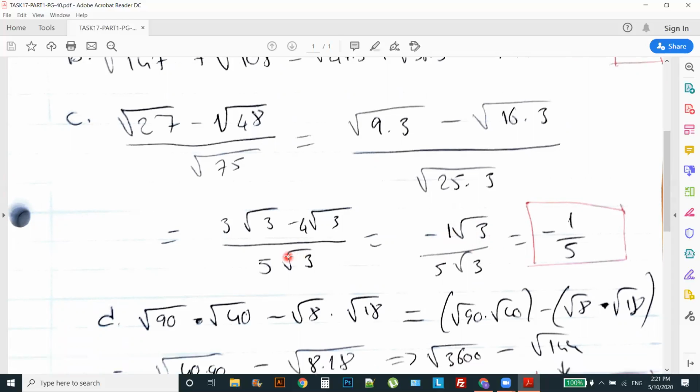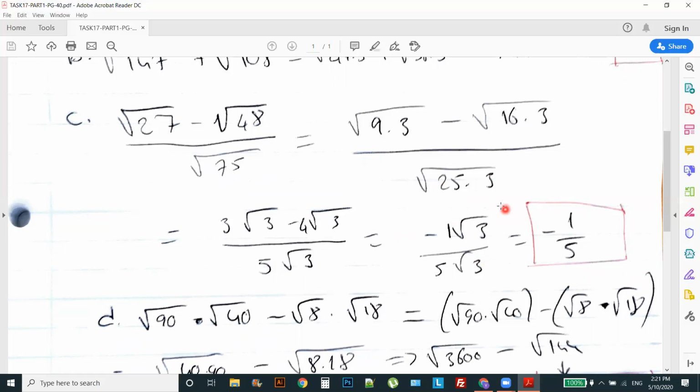Okay. Then at the bottom we have root 75. I'm going to find the factors of this also, so that is going to be, as you can see, I wrote it here, 25 times 3. 25 is a perfect square because 5 times 5 is 25, so it will come out of the root as 5. This 3 here will stay inside the root.